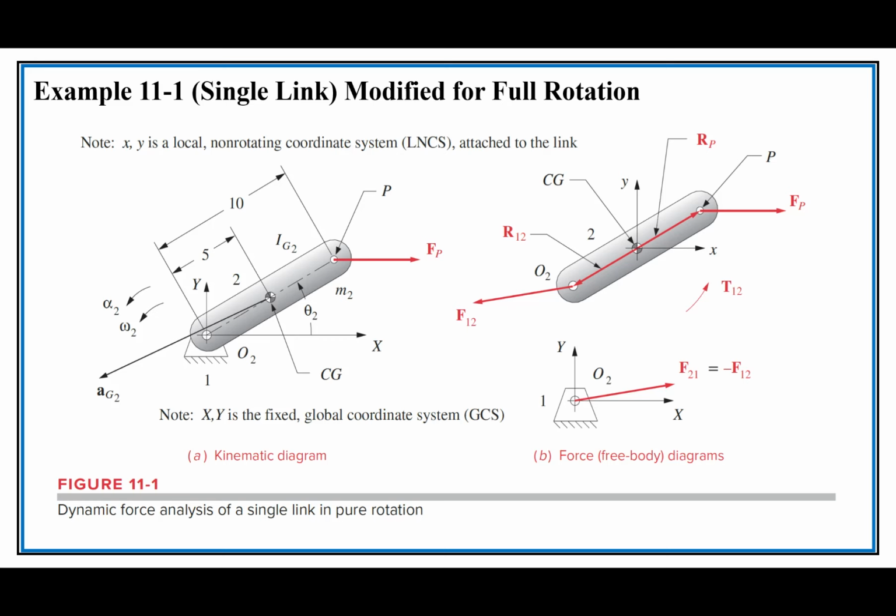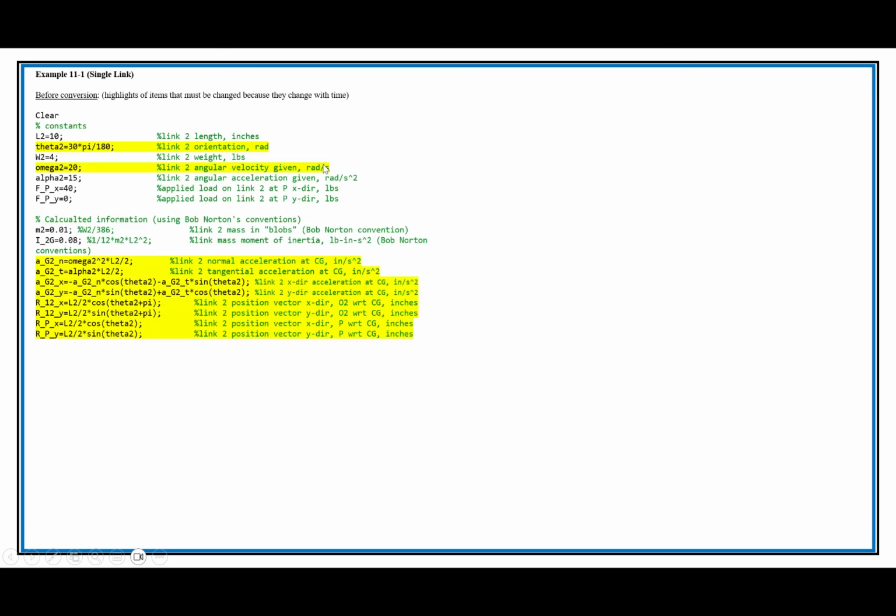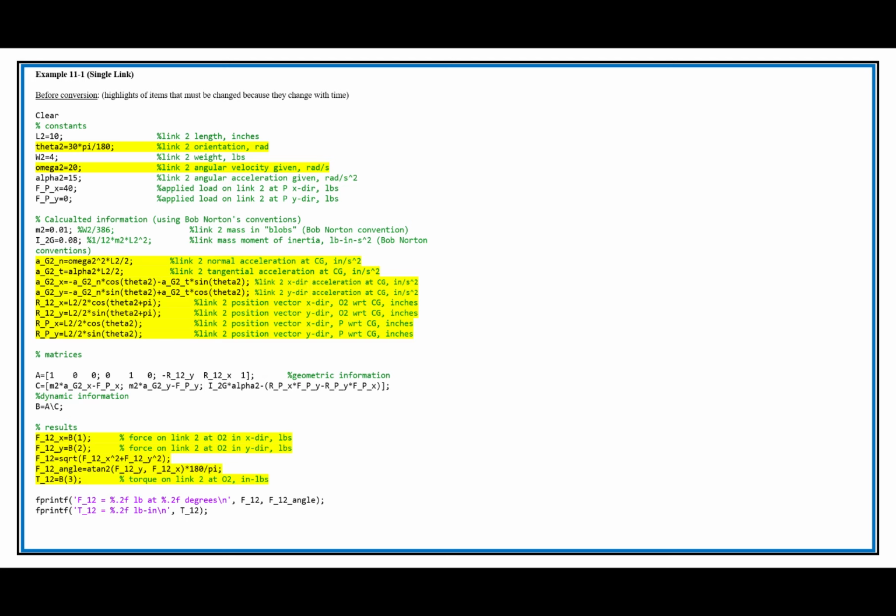Or here you go. No, okay, so it was class 19. Class 19, we did this as a single position. Let's do it as a full rotation. Here is the simple code to do it as a single location. In yellow is the content that needs to change.